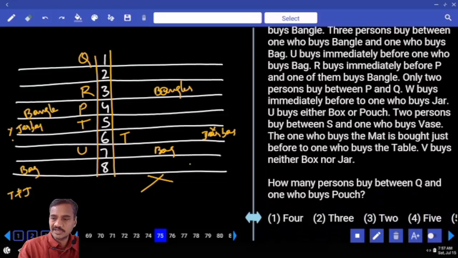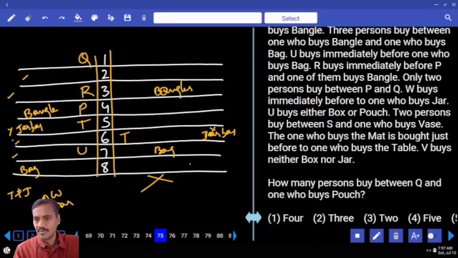And W buys immediately before the one who buys jar. Now W buys immediately before the one who buys jar. Jar and W must be adjacent to each other, isn't it? And so many possibilities. If jar is here, W will be here. Jar is U and W will be adjacent. Then jar and this. And next one.